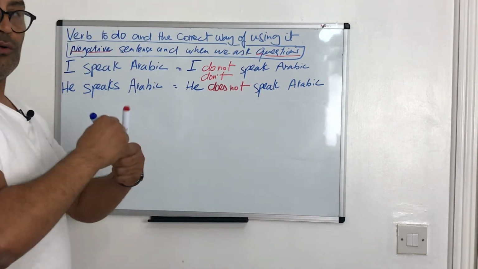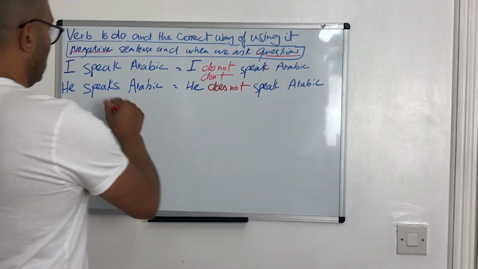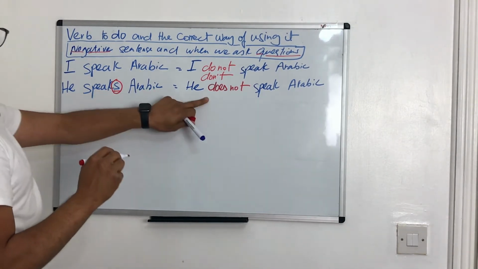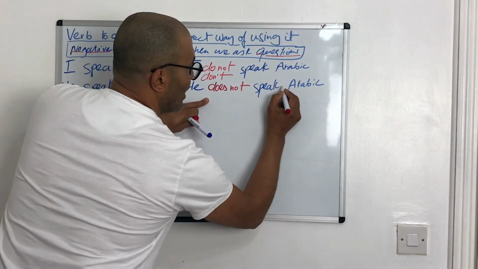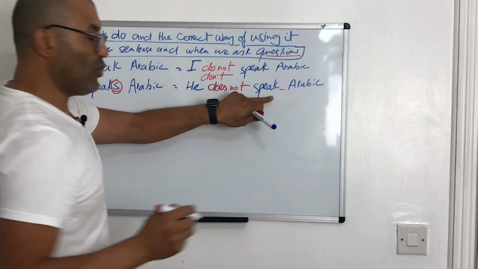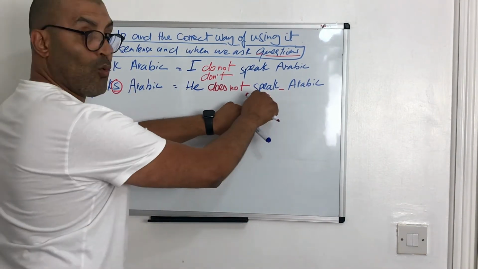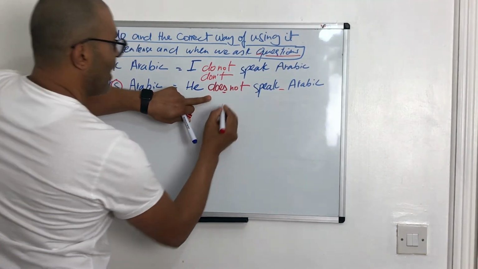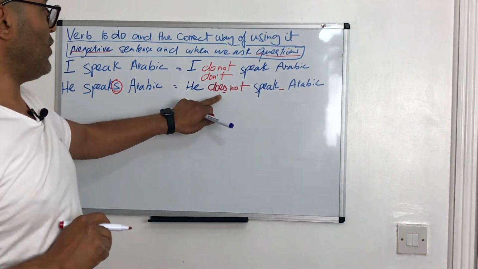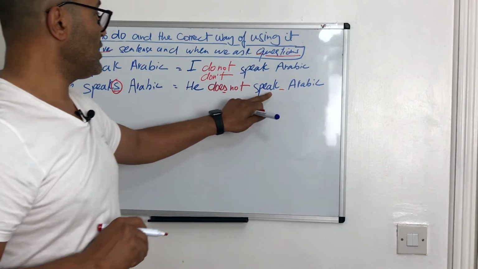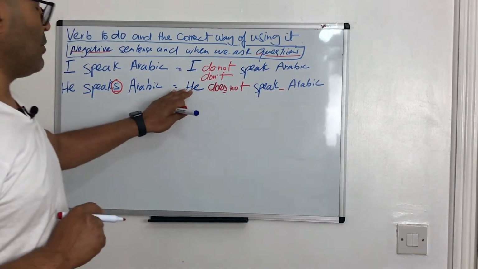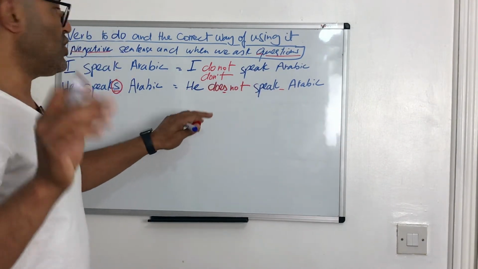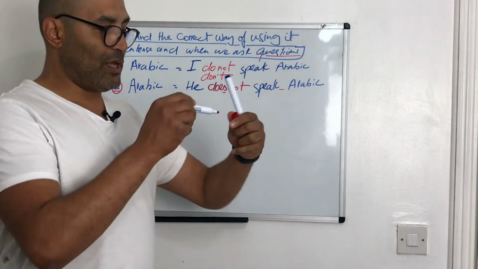If you noticed, this s, when we make the negative, is removed from here, we no longer keep it on speak, on the verb. We take it away from the verb, and that's why, because we have it here, we have it in the verb do. So he does not speak Arabic. We can't say he not speak Arabic, it has no meaning. He does not speak Arabic.